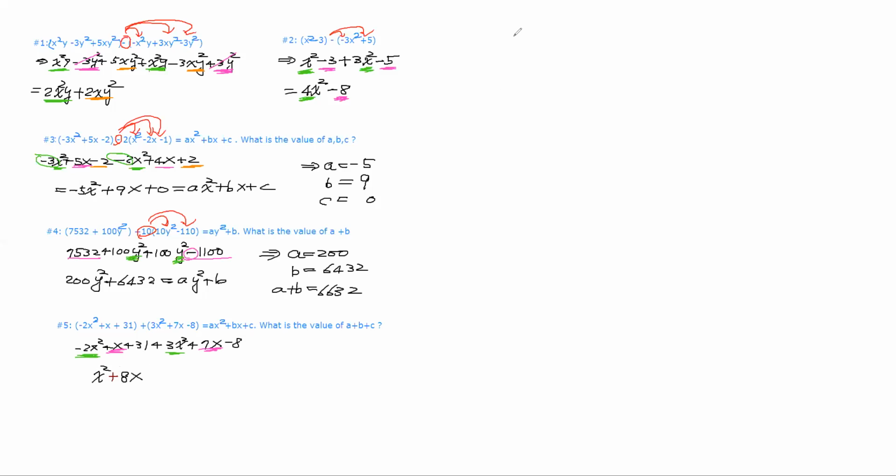Now the last thing here, the constants, don't make mistakes here, right? So the constants is 31. So the most common mistake a student makes is, oh, it's 8. No, it's negative 8, right? So don't forget the negative sign, and then it's plus 23 here.